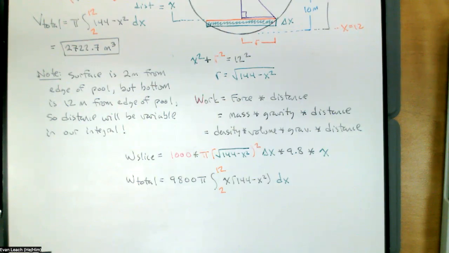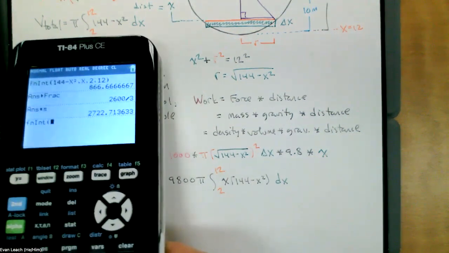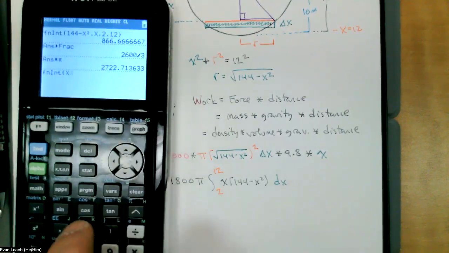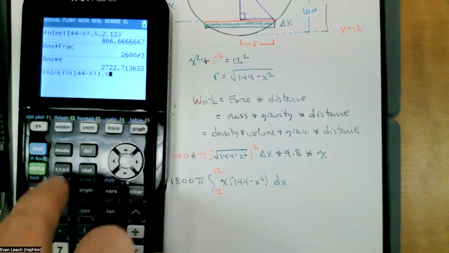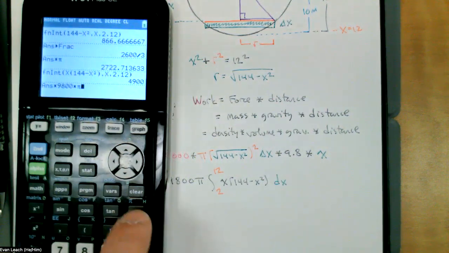All that's left now is to grab our calculating machines and calculate. So I need the integral of 9.8 times x and 144 minus x squared with respect to x from 2 to 12. So 4,900 times 9,800 times pi.